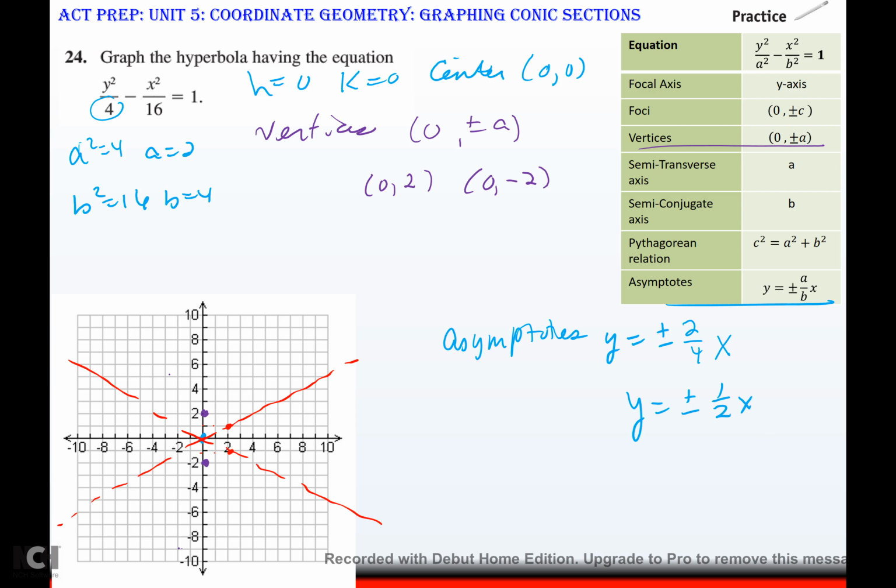Yeah. Okay, so I've got my vertices. Alright, and then again, you're just graphing. It doesn't say it has to have foci and all of that. These are just going to run asymptotic to the asymptotes. Okay.